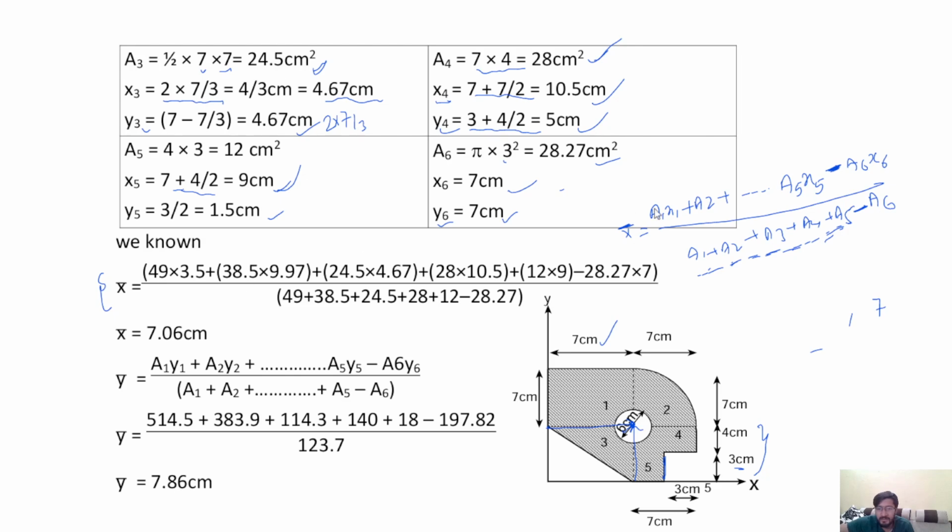So if we take a1 x1, a2 x2 in this formula, the centroid of the shaded area is equal to 7.06 centimeter. In the same way, we have another formula, y bar is equal to a1 y1 plus a2 y2 dot dot dot a5 y5 minus a6 y6, because the number 6 figure, which is the circle, is reduced or deducted from the overall figure.